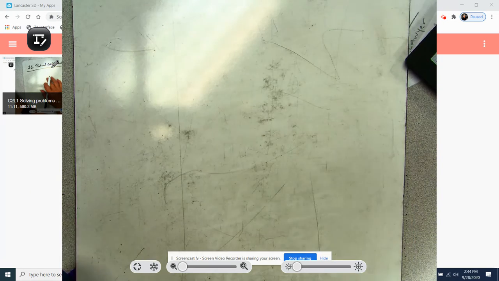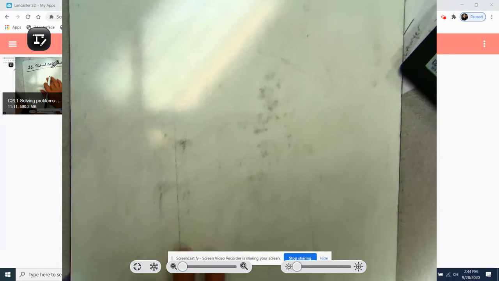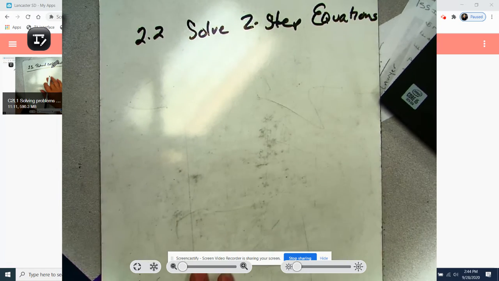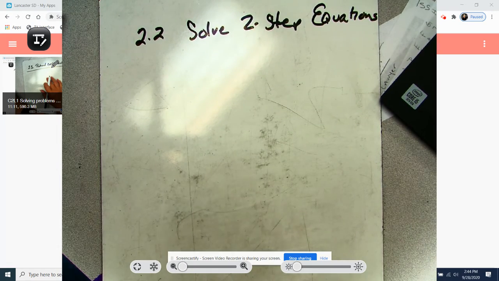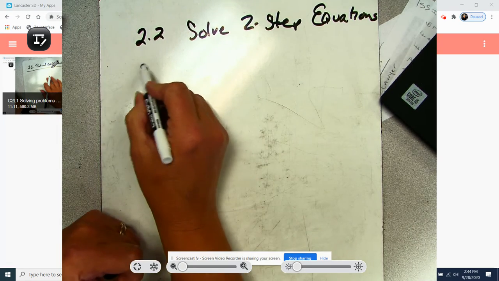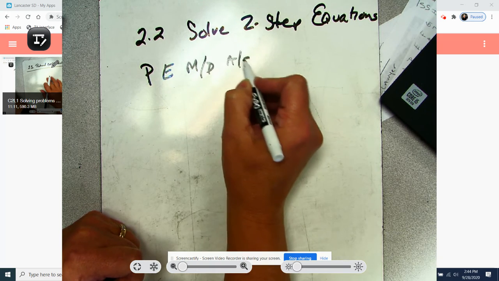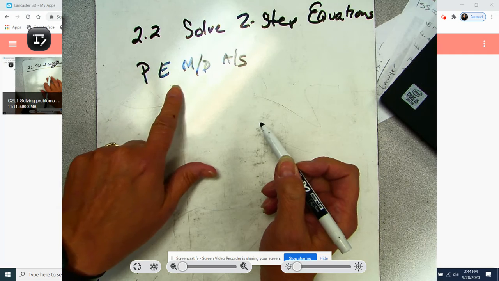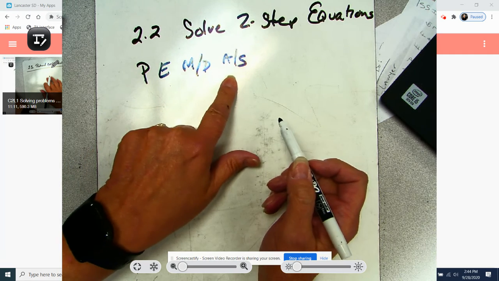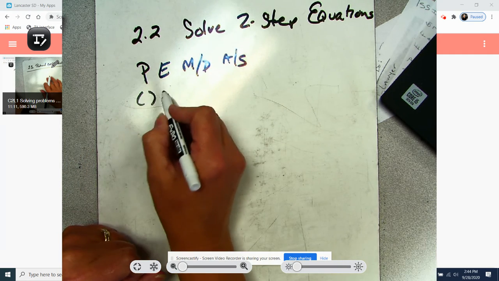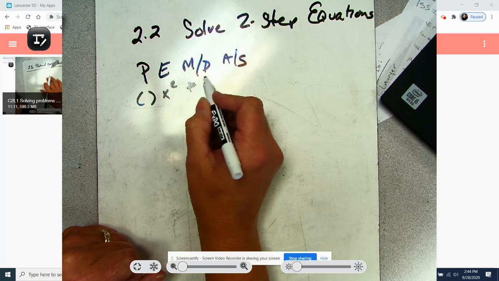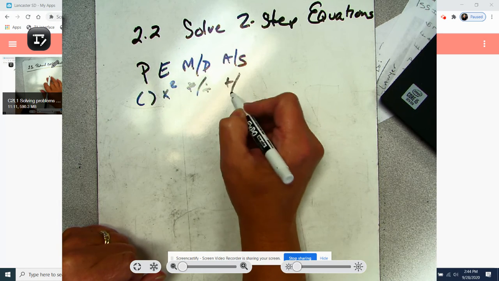So the thing to remember when you're solving equations is this. To solve an equation, you're going to use PEMDAS. Please excuse my dear Aunt Sally. You do parentheses, exponents, multiply, divide, then add, subtract. So parentheses, exponents, multiply, divide, add, and subtract.